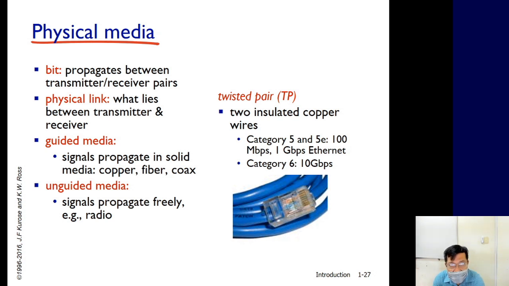Physical media: the unit used for transmission on a link is the bit. A physical link is a type of cable media lying between the transmitter and the receiver. There are two kinds of physical link, guided media and unguided media. In guided media, the signal propagates in a solid medium, such as copper, fiber, or coaxial cable. In unguided media, the signal propagates freely in the air, such as the radio spectrum.